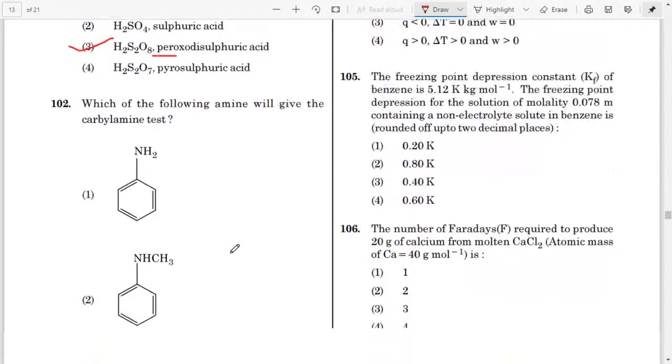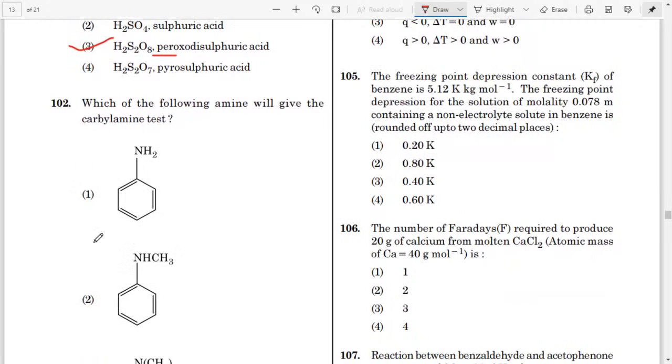Which of the following amine will give the carbylamine test? So the primary amine which is having this NH2 is going to give the carbylamine test.